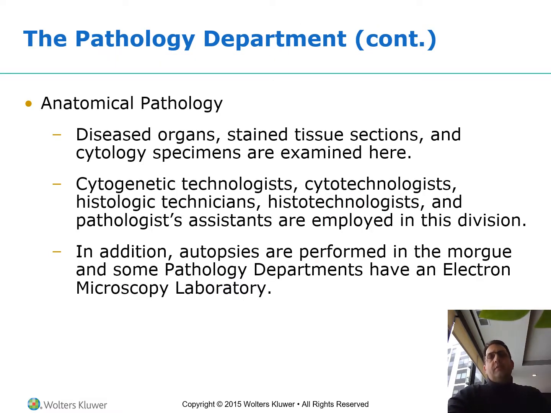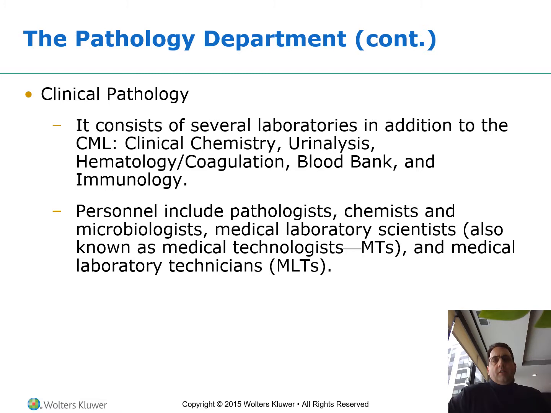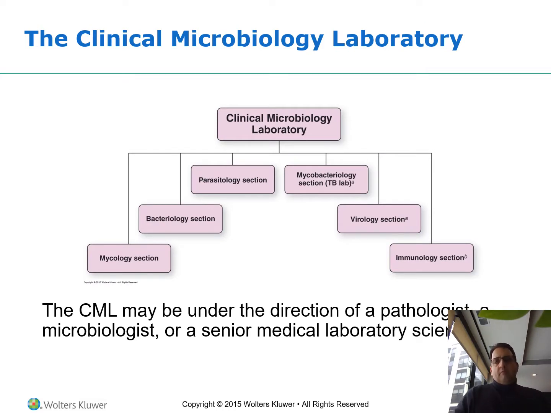So when we look at diseased organs, we typically stain their tissues and look at the tissues to see what they look like. There are techs that get the slides ready, and then the pathologist actually looks at the slides and determines what is wrong. Clinical pathology is looking at the chemistry, things like urinalysis, blood tests, doing immunoassays and other things like that. And again, you usually have pathologists, chemists, and microbiologists, as well as medical lab techs in this department. And you are generally going to have the whole department under the direction of a pathologist. A microbiologist may be involved, but most often it is a pathologist.